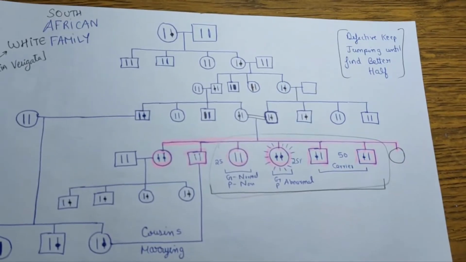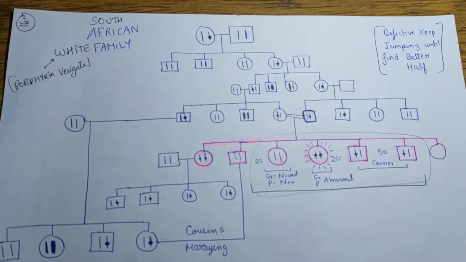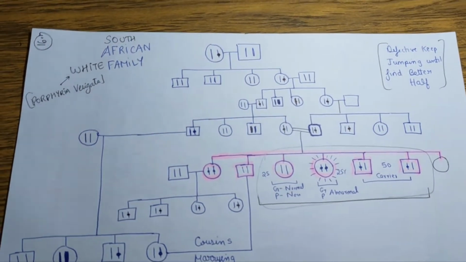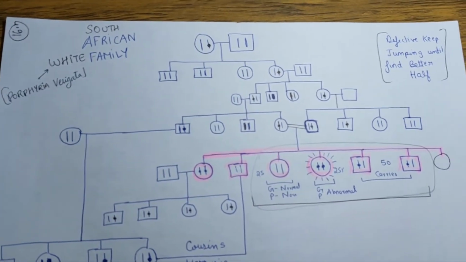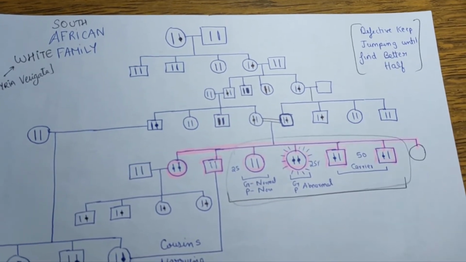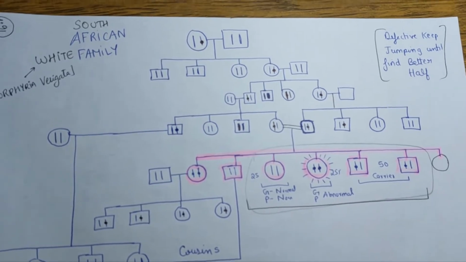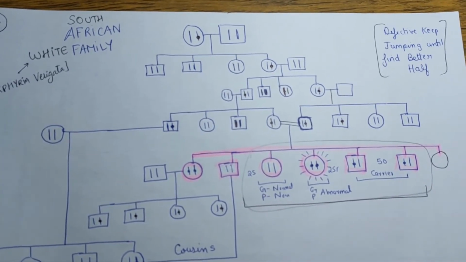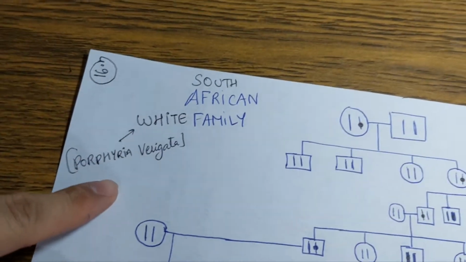Now, for a better understanding of autosomal recessive diseases, we are going to understand it based on this pedigree chart. So we are going to take the example of a South African white family. South African white families during the apartheid time used to just marry within themselves and did not marry any black people who used to live in South Africa. Due to this, there was a disease which was running among them, called Porphyria variegata.